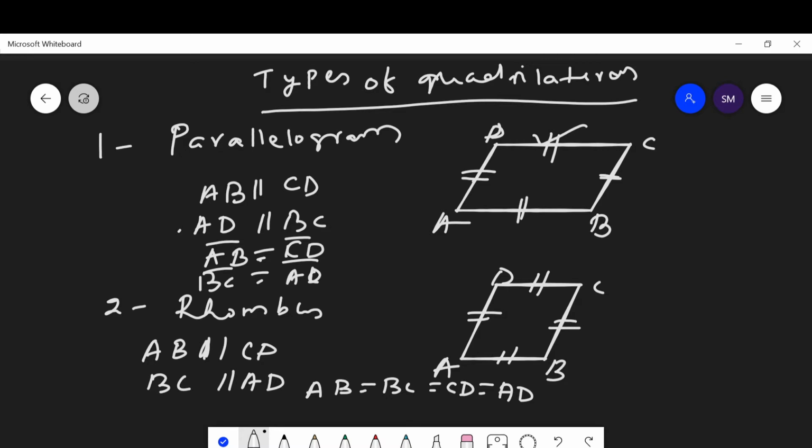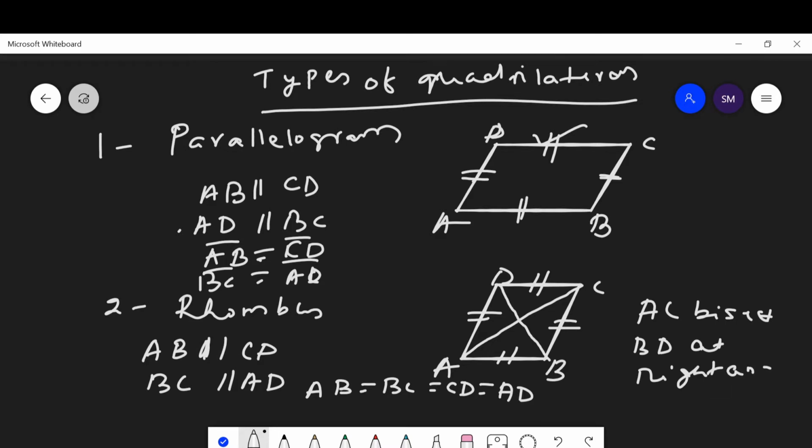Another property of a rhombus says that both the diagonals bisect each other at right angles. Both the diagonals AC and BD bisect each other at right angles, which means the diagonals bisect each other at right angles.